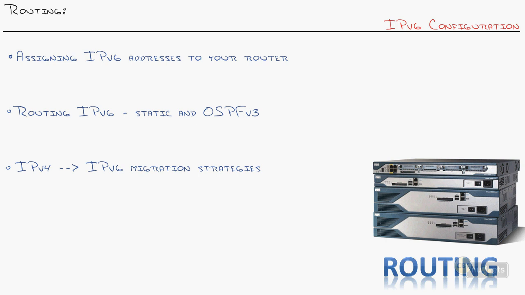We're going to look at the IPv6 configuration. First off, assigning the addresses to your router, just kind of the base. How do you get started with IPv6 on your router? We'll look at routing IPv6, both static routing, and I want to roll out full OSPF version 3. And then finally, we'll look at how we cut over from IPv4 to IPv6.